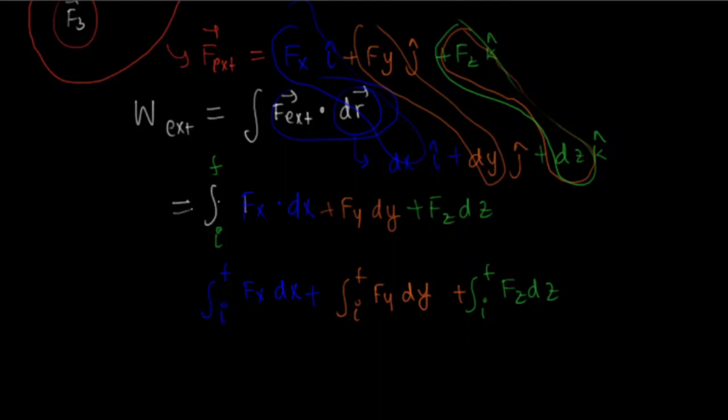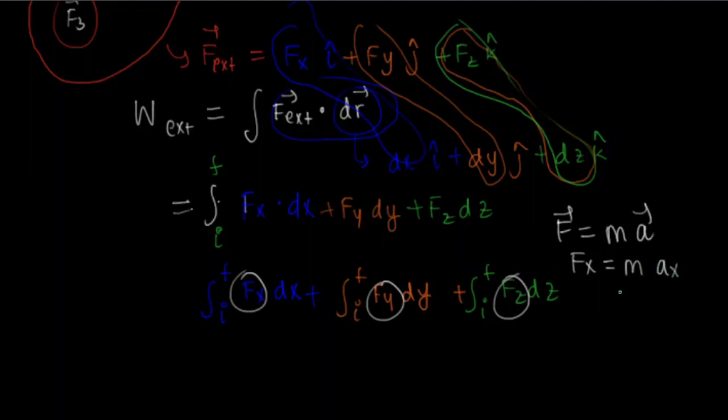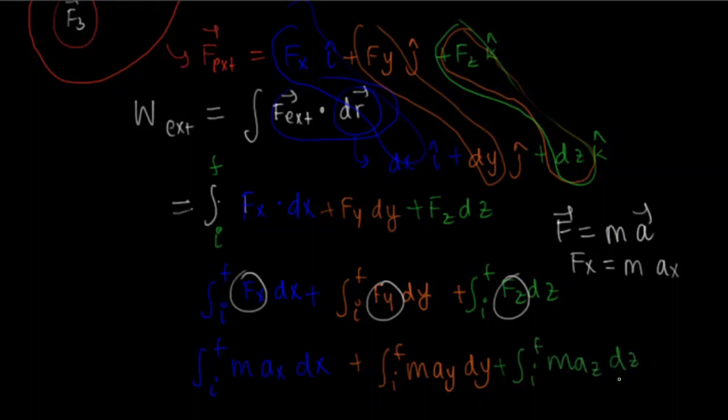What else can we do? We know by Newton's second law that F sub x, F sub y, and F sub z are the components of the force, and the net force acting here is equal to mass times the acceleration of that object. So for each of these, you can write that F of x net is equal to mass times a, the acceleration in the x component. For y you can do the same, for z you can do the same. So for the first integral, you would write from initial to final of m a sub x dx. For the second integral, from initial to final of m a sub y dy. And for the third integral, from initial to final of m a sub z dz.